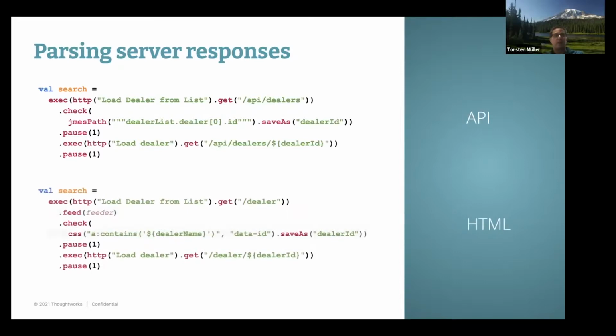So the first one is how we would do it with an API. If we were to do front-end tests, so in other words, we're using the web, we're simulating a web front-end, you would use a feeder here to contain a bunch of dealer names. So we're making the request. We get a feeder with the dealer names, and we're saying, okay, from the HTML that gets returned, use just the CSS selector of a link that contains the dealer name, and pick off the data ID attribute and save this as dealer ID. And then it just keeps going just like the API.